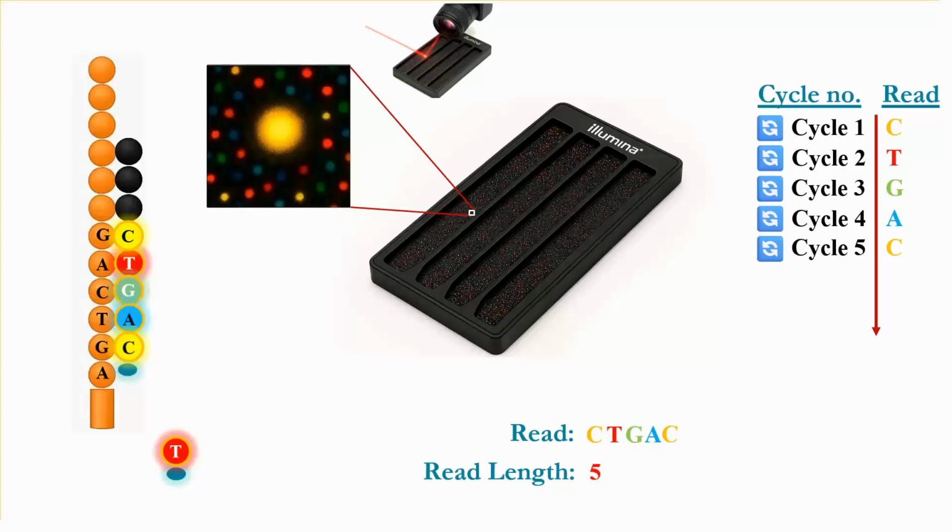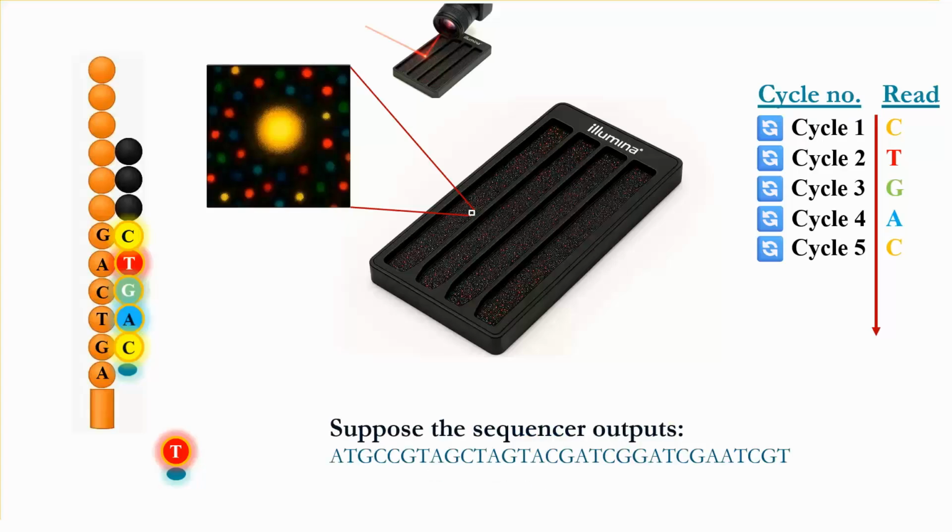Now, let's look at an example. Imagine the sequencer running through cycles, and in each cycle, one nucleotide is identified. Suppose the sequencer outputs this after the completion of all cycles, then this sequence is a read. Each read represents a portion of the original DNA fragment, and millions of such reads are generated in parallel. Because genomes are very large, millions to billions of reads are required to reconstruct or analyze the full sequence.